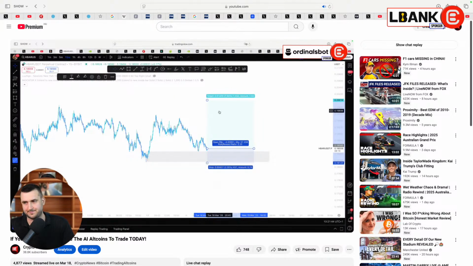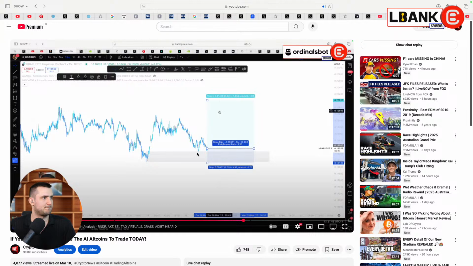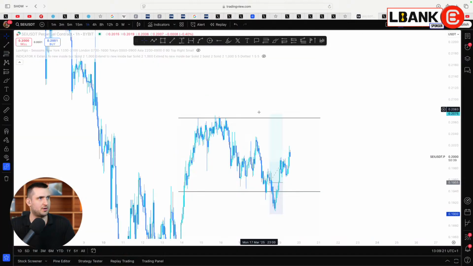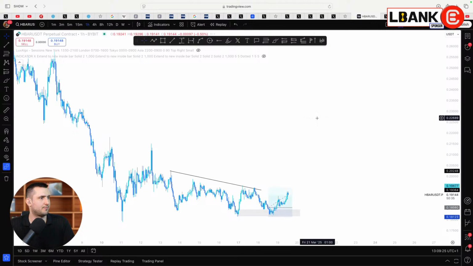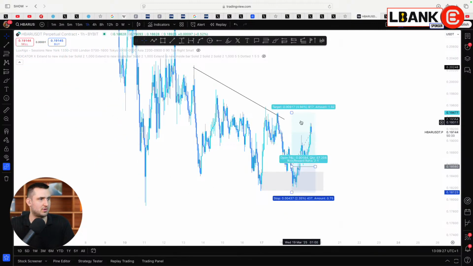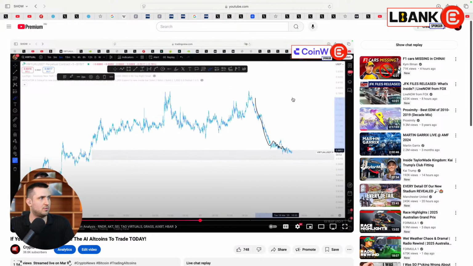Then this was HBAR. HBAR is a good trade. I do think it's good. HBAR, here's the setting. This is the trade. It's already up, like what? It's already 1-to-1.5. We're up on HBAR as well. What else did we have?